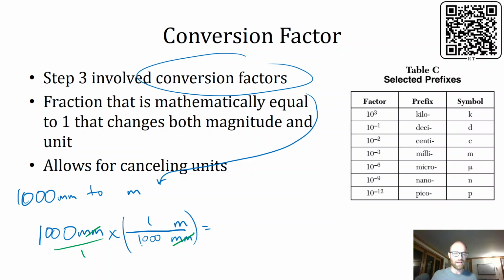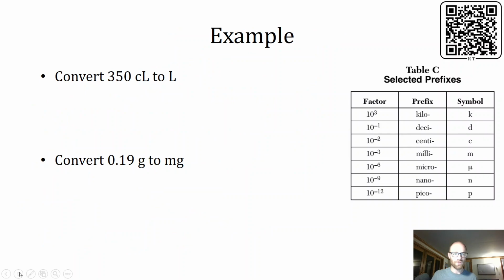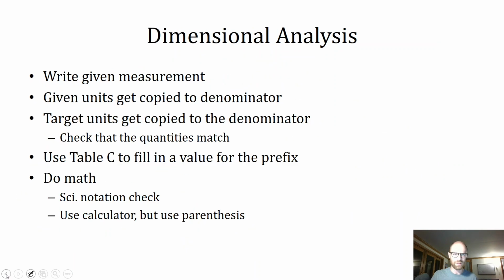I also know that the 1,000 would cancel with the 1,000. I end up with 1 meter. These are the only things that didn't get canceled. So in looking at this, I will go through this process a little more. I think I skipped over one thing that I really wanted to talk about. Yeah, use table C to fill in a value for the prefix.